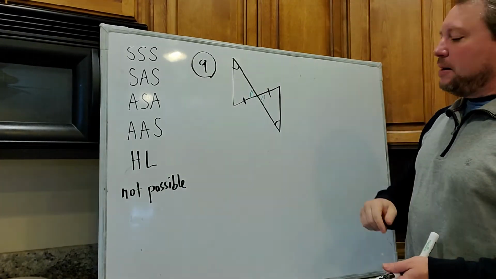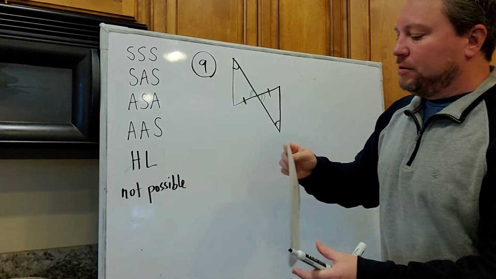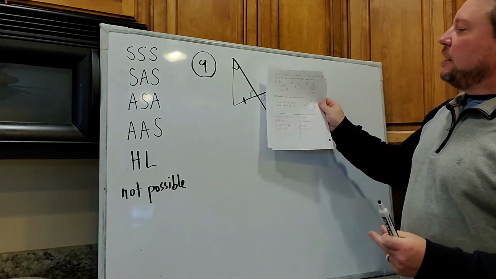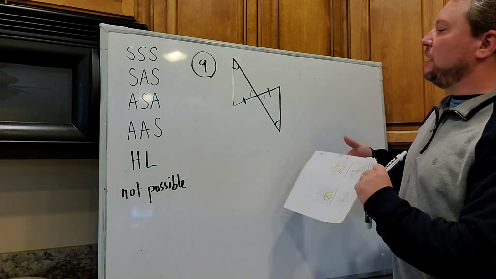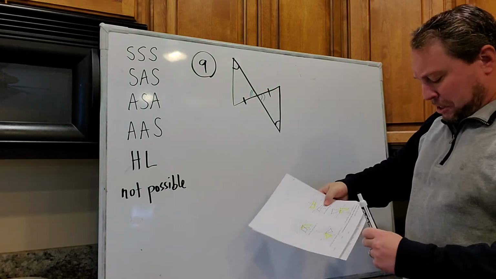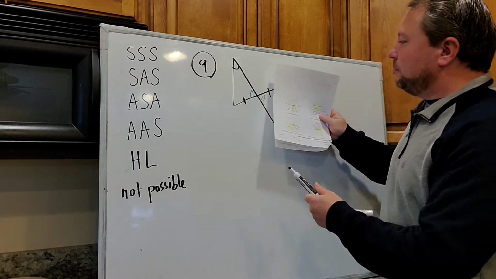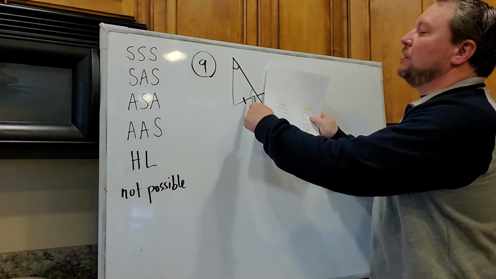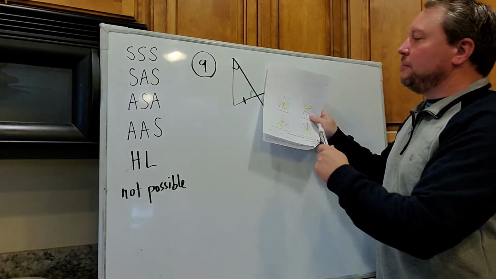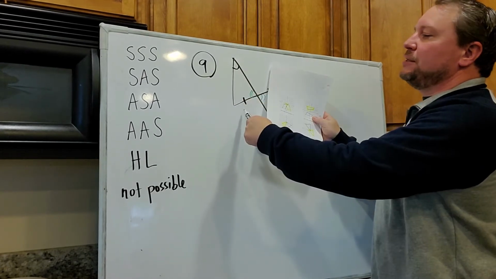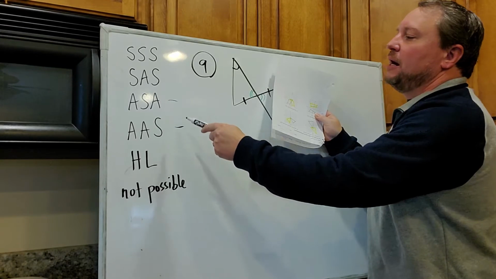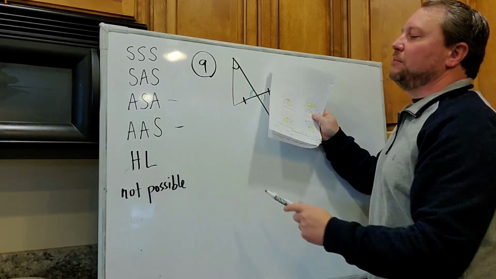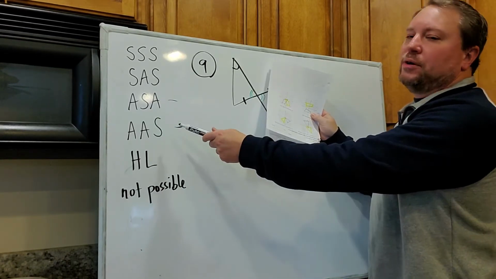Well, when I look at this problem, one of the things I like to do is I like to kind of cover up one of the triangles. Okay, and when you look at it, then you can isolate down what parts you have. Here I've got 2 angles and a side. Okay, so if it's 2 angles and a side, I already know it's one of these 2 shortcuts.